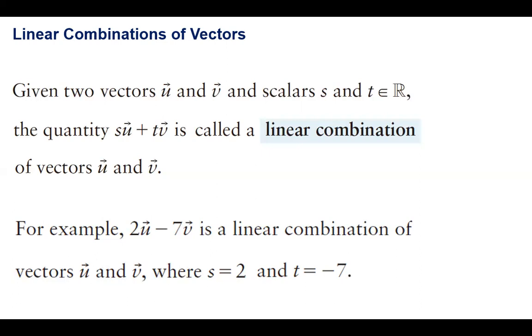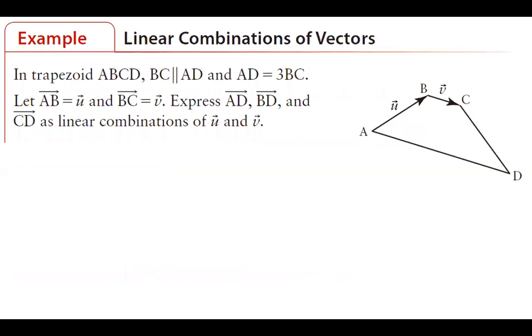Okay, if you have no questions, let's have a look at the example. So here, let's consider this example. In trapezoid ABCD, BC is parallel to AD, and AD equals 3BC. Let vector AB equals U, and vector BC equals V. Express vector AD, BD, and CD as a linear combination of U and V. Okay, I'll give you 5 minutes to have a look at this question.